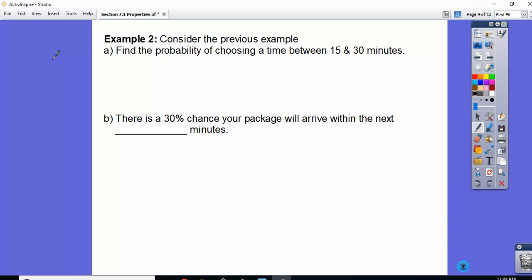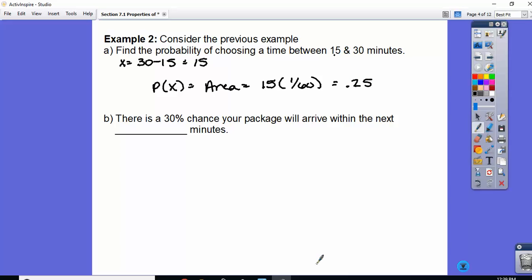Find the probability of choosing a time between 15 and 30 minutes. So we really just have to do length times width. How far is it from 15 to 30? Right. Your x is just 30 minus 15, which is 15. So the probability is just the area of that rectangle in that situation, which my length would be 15. The height of that rectangle is 1/60. And you get 1/4 or 0.25. So there is a 25% chance that you will get your package between 10:15 and 10:30.